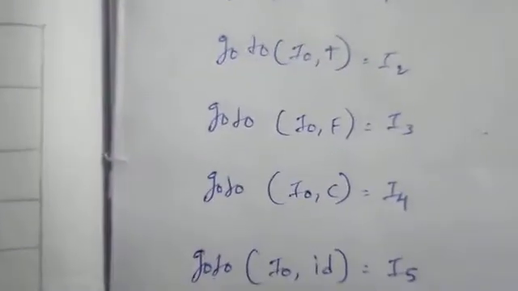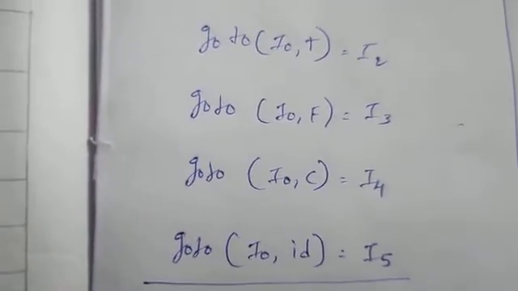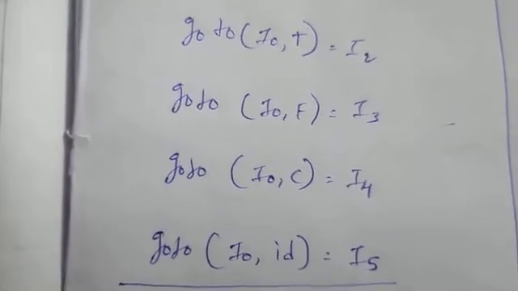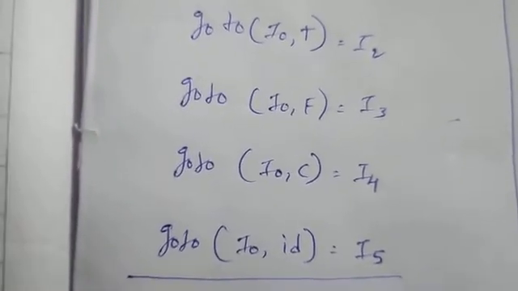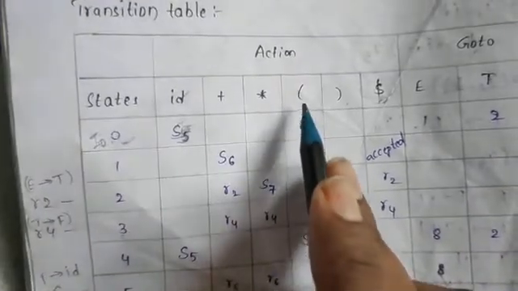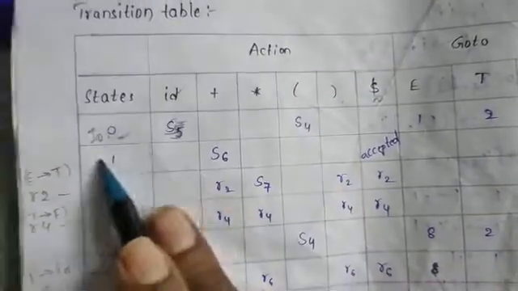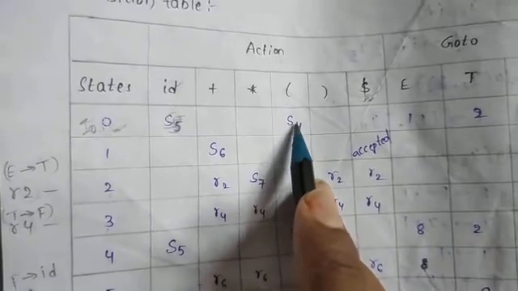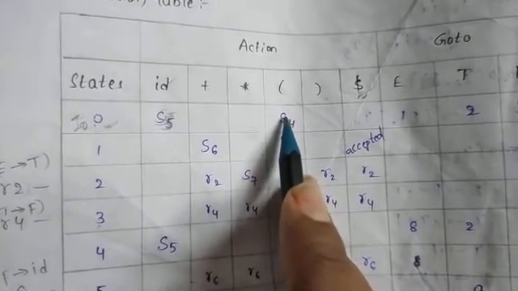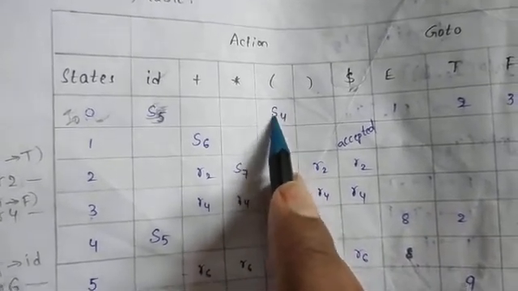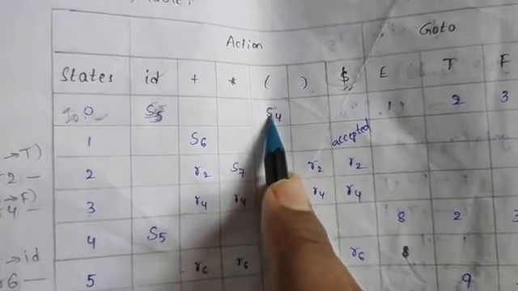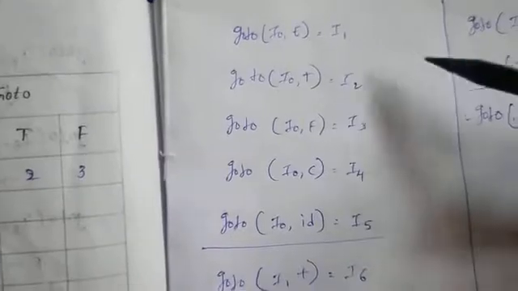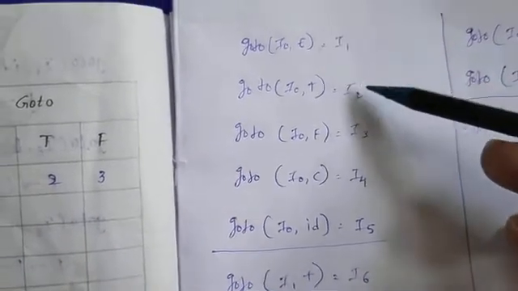Then goto I naught comma open braces, it will go to I4. Like that, in state 0 while going for open braces, it will consider state 4. So here it is also a shift operation, and for that reason we are using S4 as the indication of shift operation.